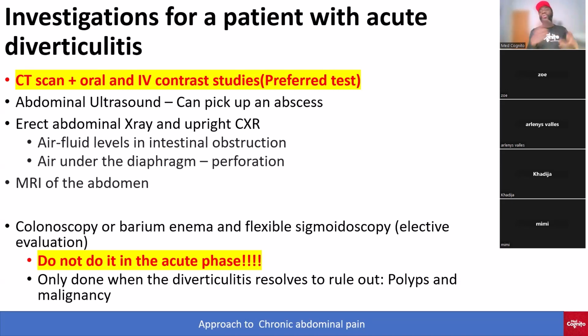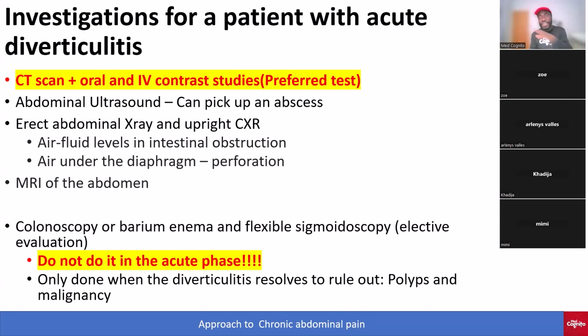Now, let's talk about colonoscopy. Never ever, please, in your exam, if you are presented with a patient with symptoms of acute diverticulitis, in your initial investigations, you should hold on with colonoscopy. Don't do colonoscopy. The reason why you don't want to do colonoscopy is two. Number one, because the patient's intestines are in that acute situation, they are inflamed. And so if you do colonoscopy, you can perforate that intestine.